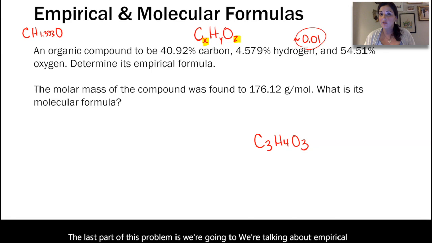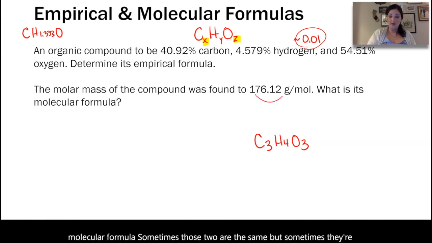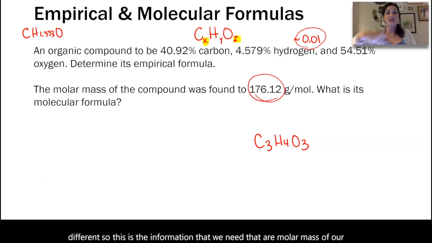Okay? So the last part of this problem is we're talking about empirical formulas a lot, but what about those molecular formulas? Remember we said the empirical formula is kind of the intermediate step to getting to the molecular formula. Sometimes those two are the same, but sometimes they're different. So this is the information that we need, our molar mass of our actual compound, our molecular formula, to figure out what that molecular formula is.